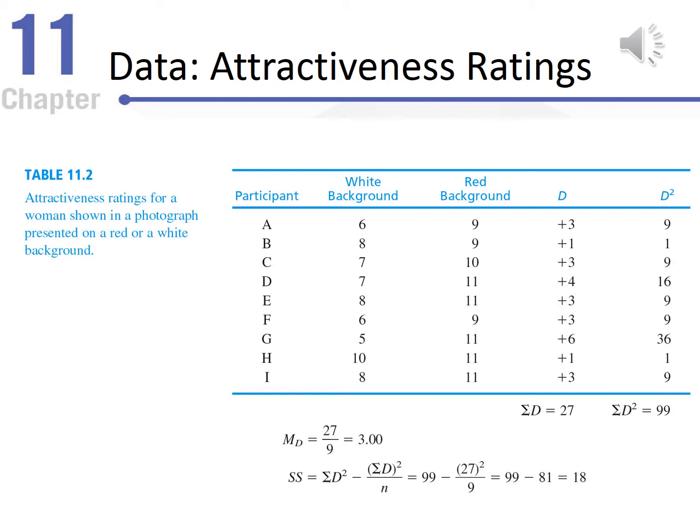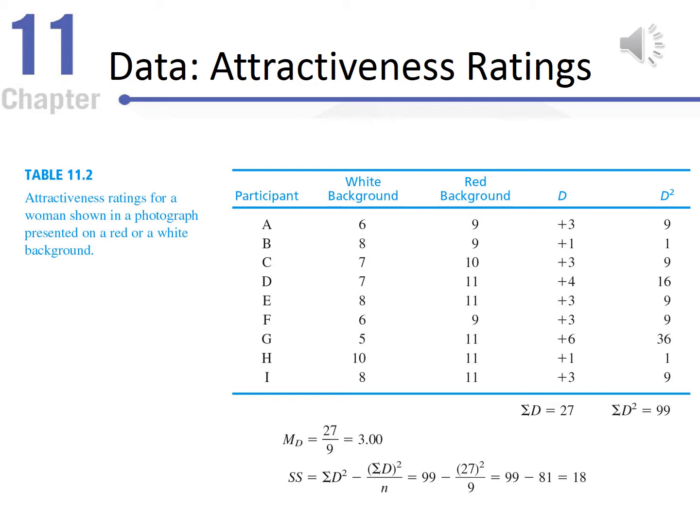Also, you'll notice that if we add up the D values, we get the sum of D, which we're going to need to calculate the mean difference. And also we have added a D squared column and a sum of D squared, which will be necessary for calculating the sum of squares. In this case, the sum of squares is not given. Of course, the D squared values are just the D values squared.